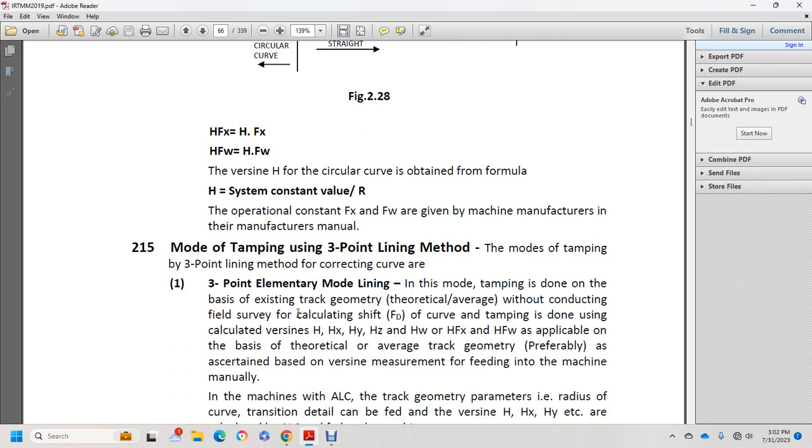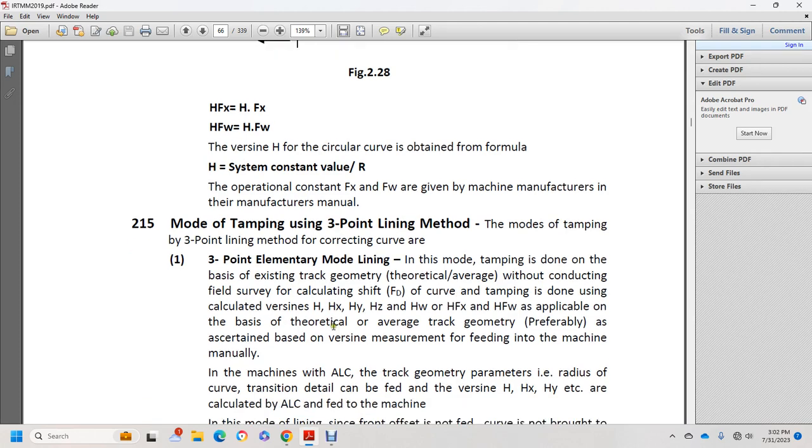Section 2.1.5, modes of tamping: either the 3-point lining method. In the 3-point lining method, the correction of the curve is done in the elementary mode. The lining mode of tamping is done with the existing track geometry, theoretical average, without conducting a field survey, by calculating shifts of the curve. Tamping is done with the calculated versine line H, HX, HY, HZ, HW, or HFX, HFW, with the applicable basic theoretical average track geometry, preferably based on versine line measurement and fed into the machine manually.